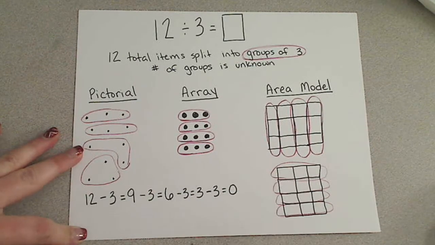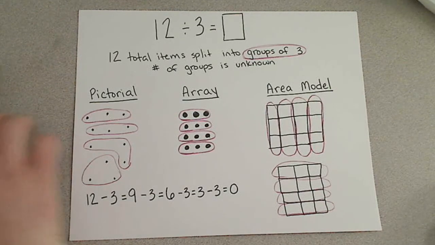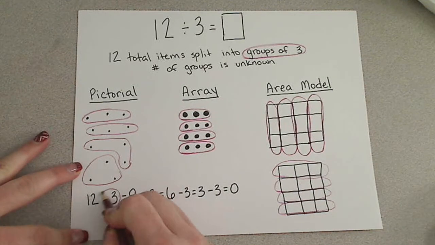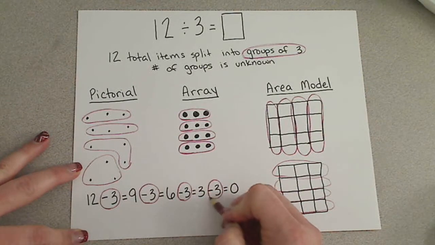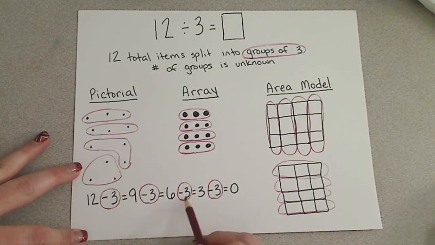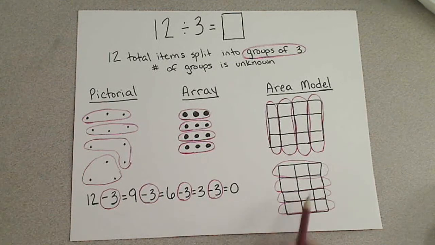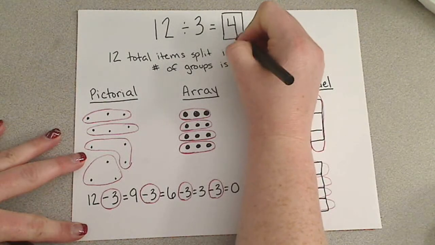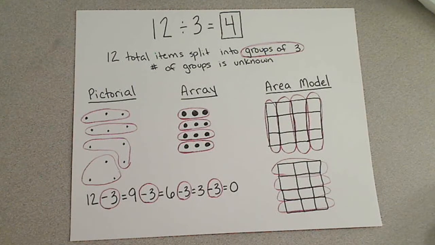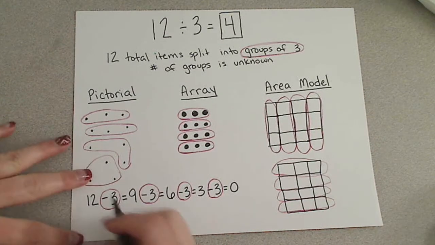Now we're to 0. So now students need to come back and to understand this, have them circle every time we subtracted 3. And that gives you your 1, 2, 3, 4 groups, just like we matched all of our pictorials. So now students can understand that 12 divided by 3 equals 4. The easiest way for students to describe these problems is give them something concrete to work with. Most of the time I use pencils and pencil boxes.